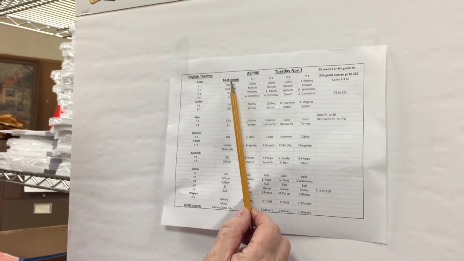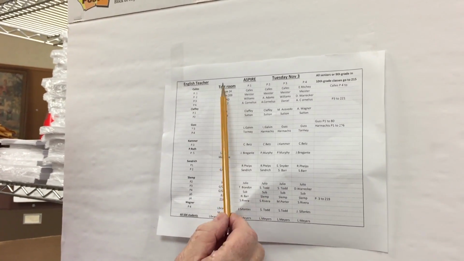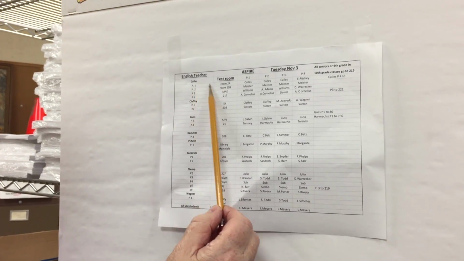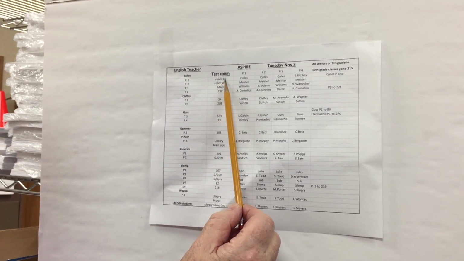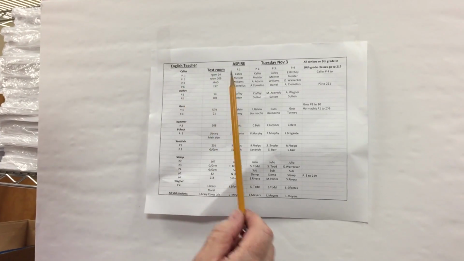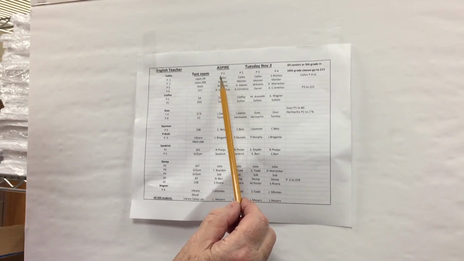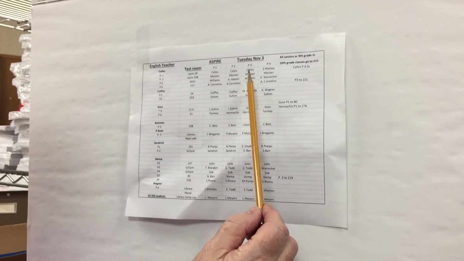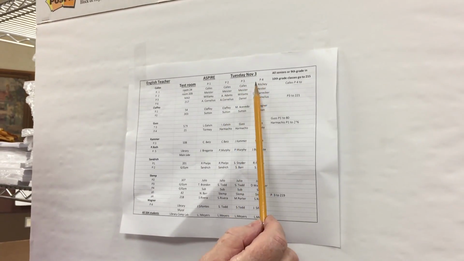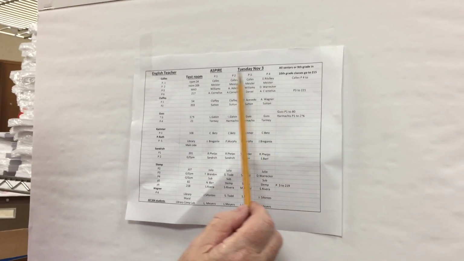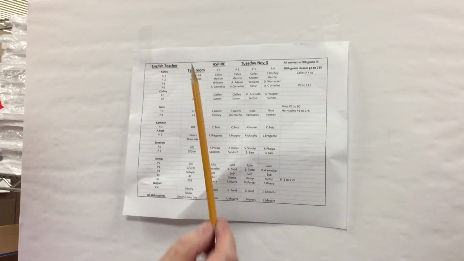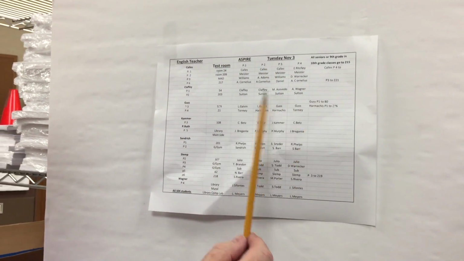And across from here in the second column is the test room. And you'll see that period 1 is going to be tested in room 24 at 8 in the morning. And the proctors for that period 1 will be Kayez, period 2, and period 3, and then Miss Ritchie will take over period 4.